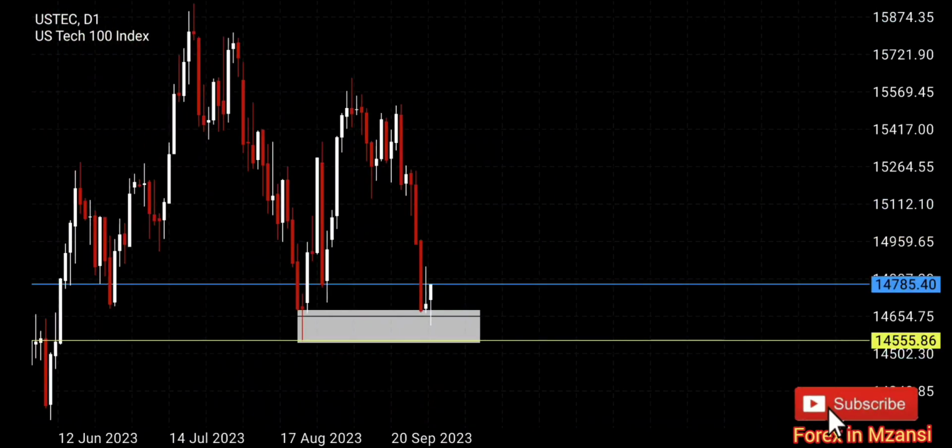So we can see that currently the price here on daily is touching that zone, and it looks like it's reacting from it. But you need to remember, it's still very early. It hasn't gone anywhere.